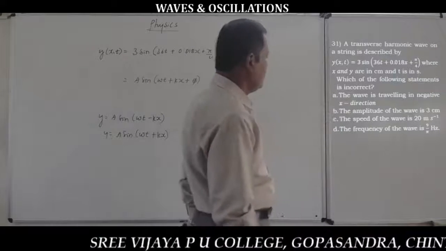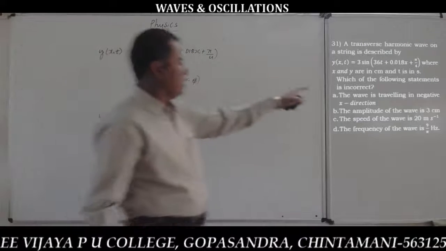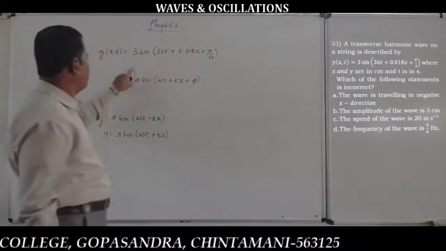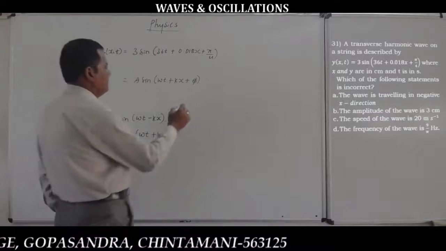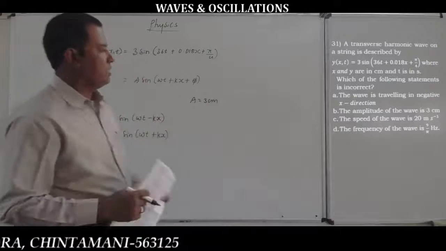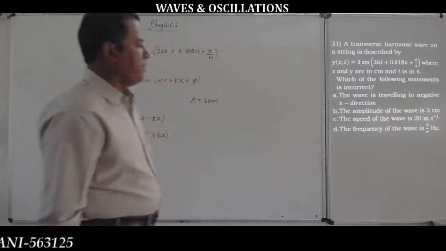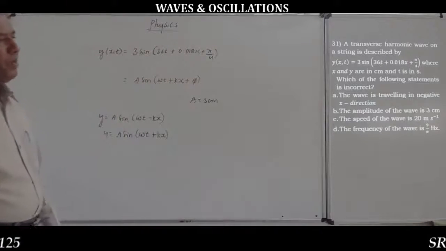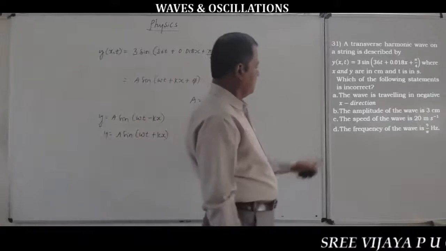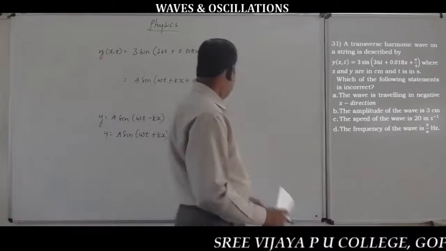It is true. The amplitude of the wave is 3 centimeter. In the problem it is given that x and y are in centimeter, so when you compare this relation with the standard one, you get amplitude as 3 centimeter. So of course that option is also right. The speed of the wave is 20 meter per second. The frequency of the wave is 9 by pi hertz. Now let us find the values of the speed and the frequency.